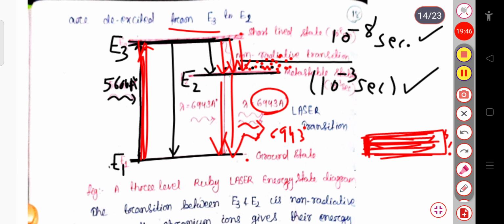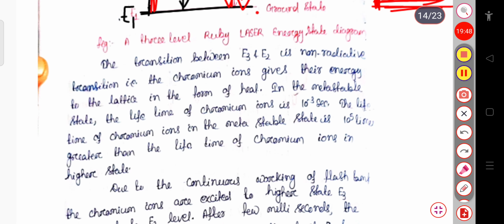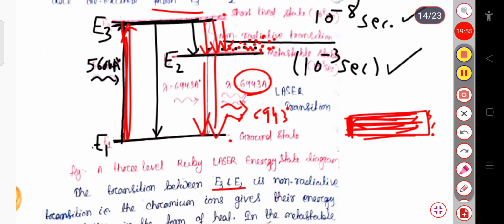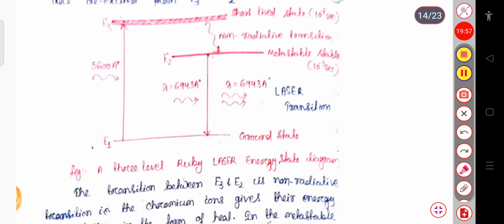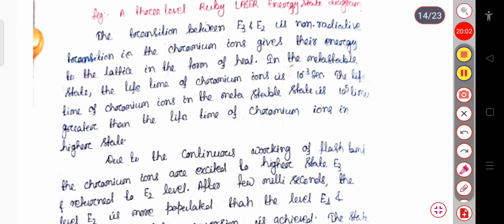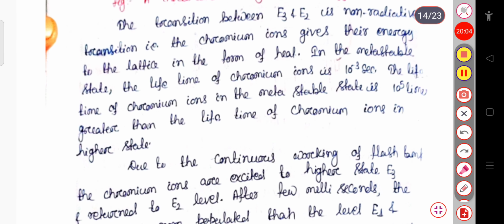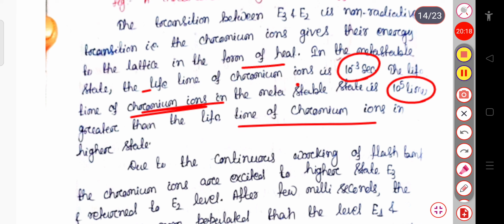The transition between E3 and E2 is non-radiative. Here you can see these are the non-radiative transitions. That is, the chromium ions give their energy to the lattice in the form of heat. In the metastable state, the lifetime of the chromium ions is 10 power minus 3 seconds, which is 10 power 5 times greater than the lifetime of the chromium ions in the higher state.